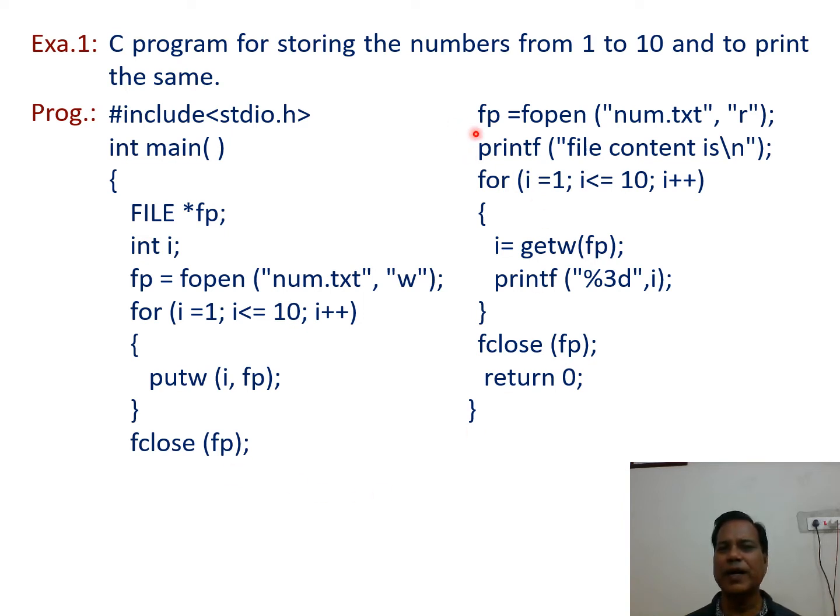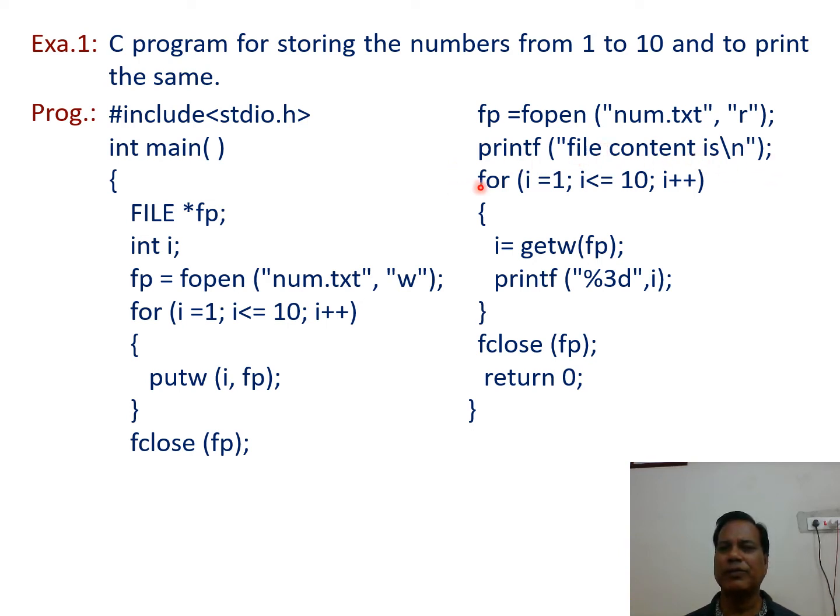Then again this file is opened using the next statement, fp = fopen("num.txt", "r"); So this time it is opened in the reading mode. Then printf("File content is"); This message is printed on the output screen.